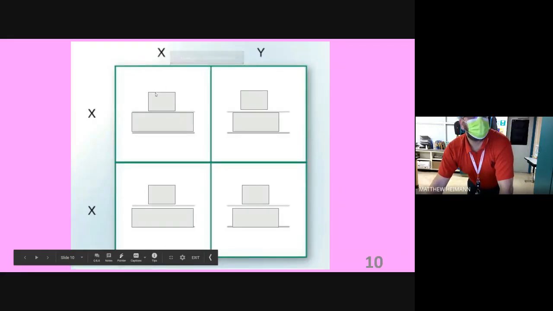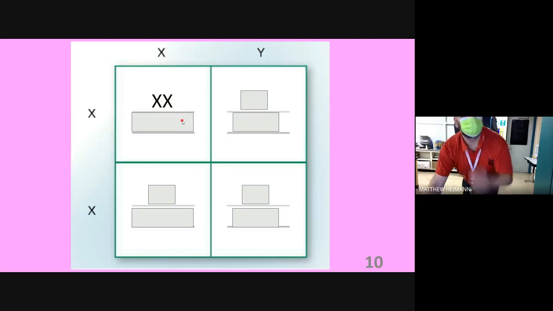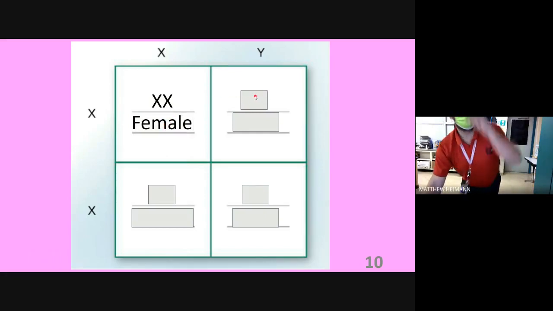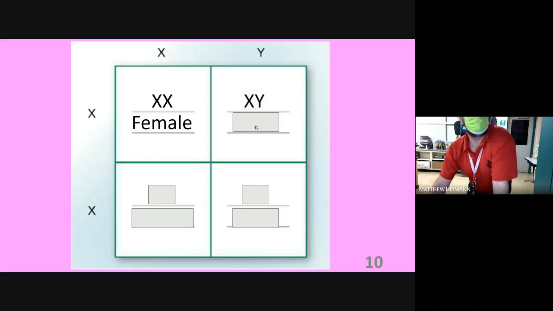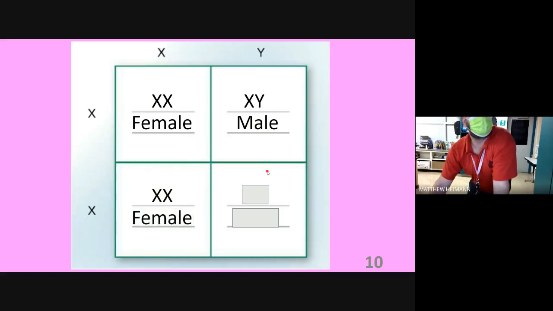All right, how to do this? Oh, good. What will be the genotype in the top left corner? Yeah, exactly. And then what's the phenotype in the top left corner? Female, yeah. I think it's this one next. What's the genotype top right? And then the phenotype? Yeah, exactly. Bottom left? Female. And female. Bottom right?